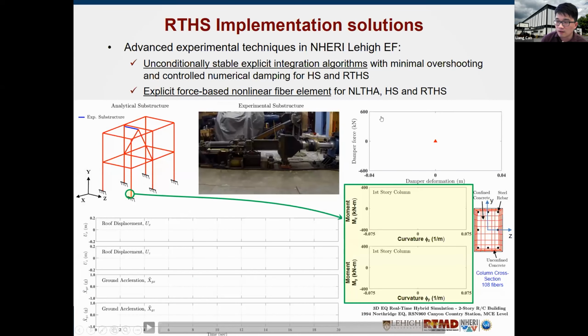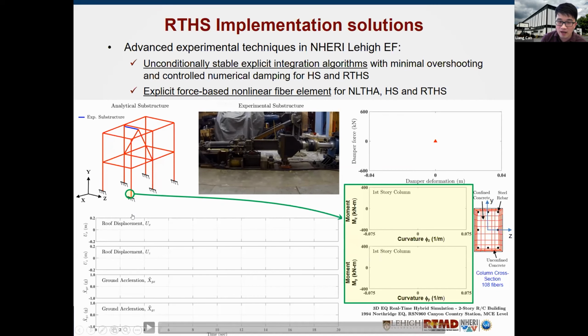So here's a video as an example. This is a 3D real-time hybrid simulation of a 2-story reinforced concrete building subject to an MCE level earthquake. We installed one viscous damper in the middle bay on the 2nd story.